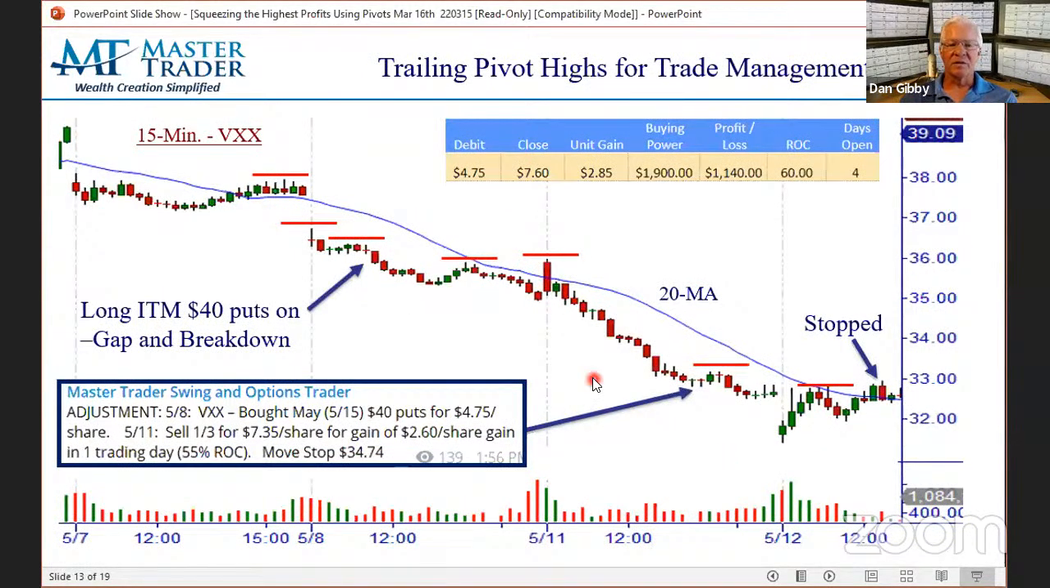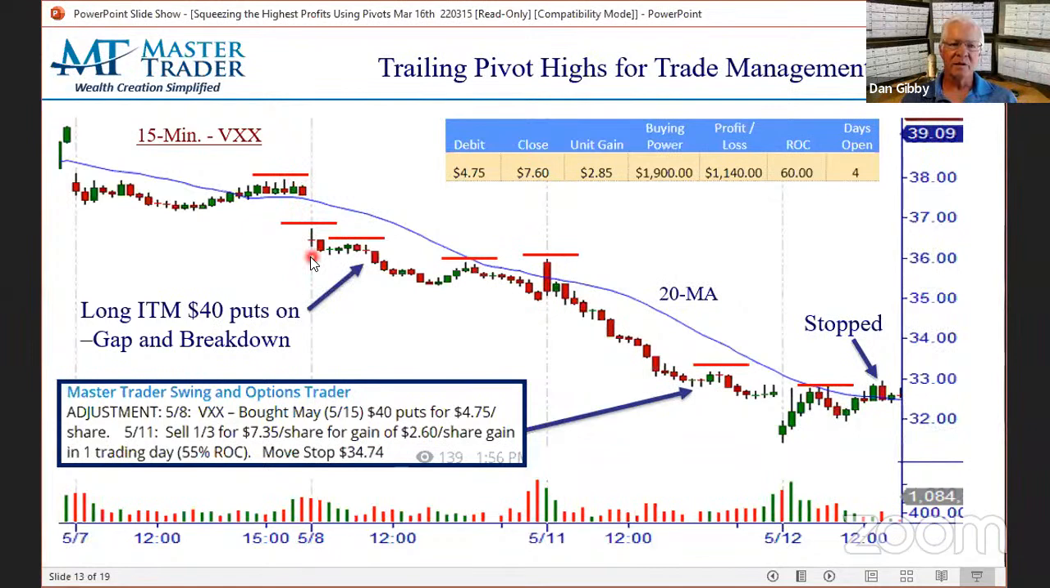All right, another example here. Trailing pivot highs for trade management. So the VXX is the volatility ETF, and we love shorting this thing when we have a bullish bias on the spiders, because this particular instrument just has headwinds caused from the way it's created with rolling futures. So this is telling me that the spiders had a bullish gap up this day.